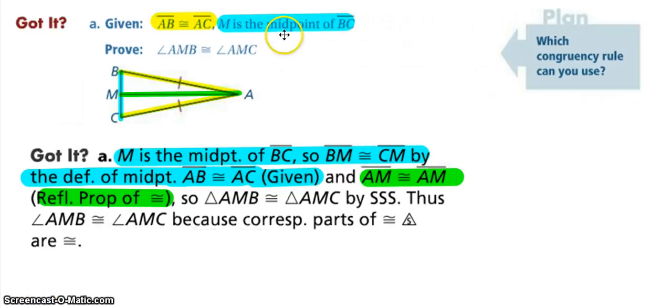Alright, first thing you should have noticed is since we have the midpoint here, that then splits my segments into two congruent segments. So BM is congruent to MC by the definition of the midpoint, and by our reflexive property, AM is congruent to itself. Based off of that, we can know that these triangles are congruent based off of side, side, side, and from there we then know that angle AMB is congruent to angle AMC because of corresponding parts of congruent triangles.